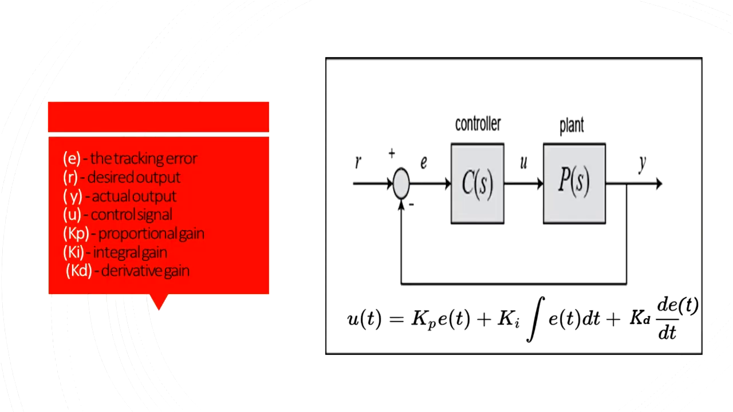Then the equation for a PID controller: the control signal is Kp times e of t, plus Ki times the integral of e of t dt, plus Kd times d by dt of e.